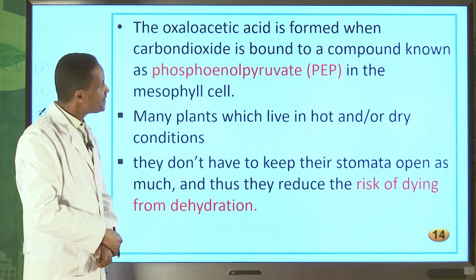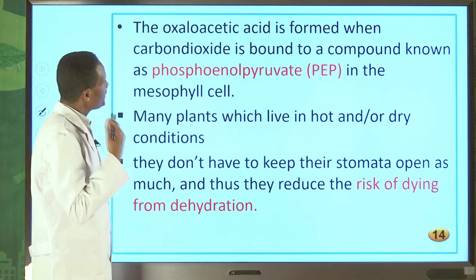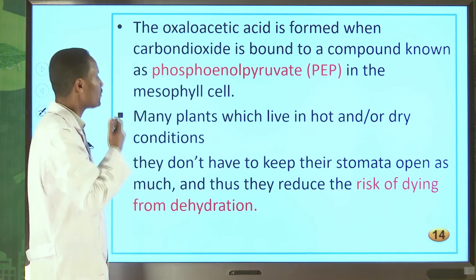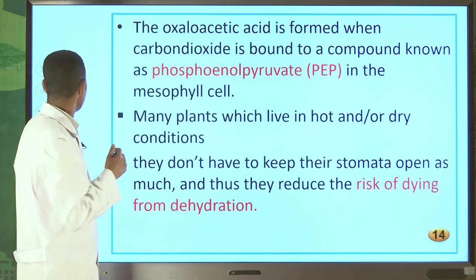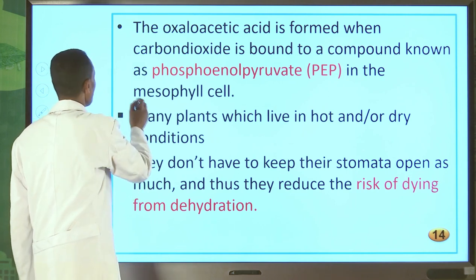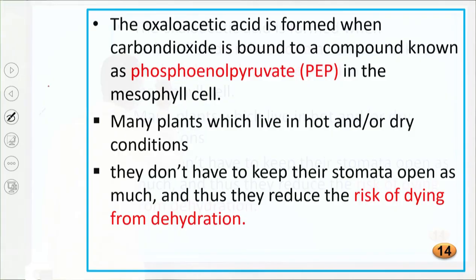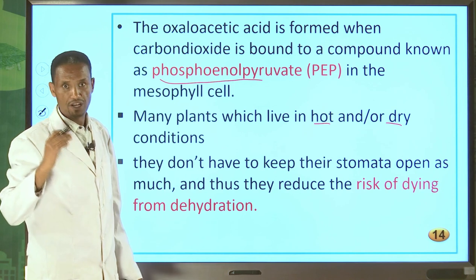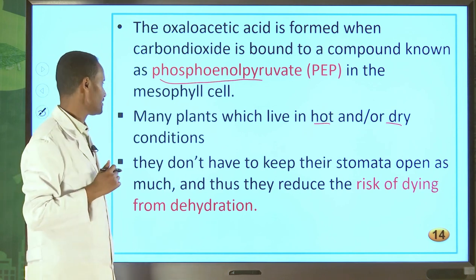Oxaloacetic acid is formed when carbon dioxide is bound to a compound known as phosphoenol pyruvate in the mesophyll cells. In the mesophyll cells of the chloroplast, there is phosphoenol pyruvate, which is the acceptor of carbon dioxide in C4 plants. Many plants that live in hot and dry conditions use this mechanism, following the C4 pathway of photosynthesis.